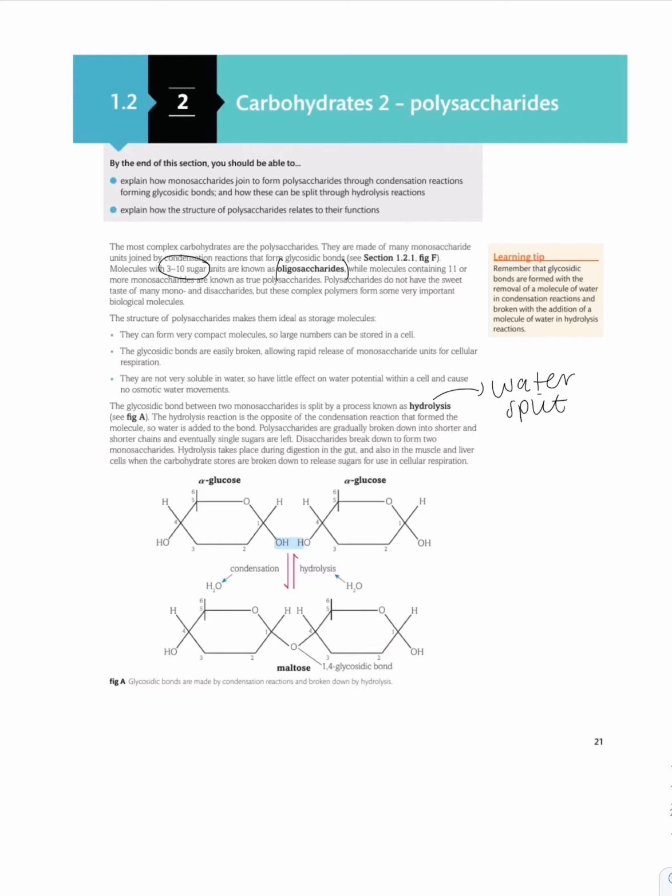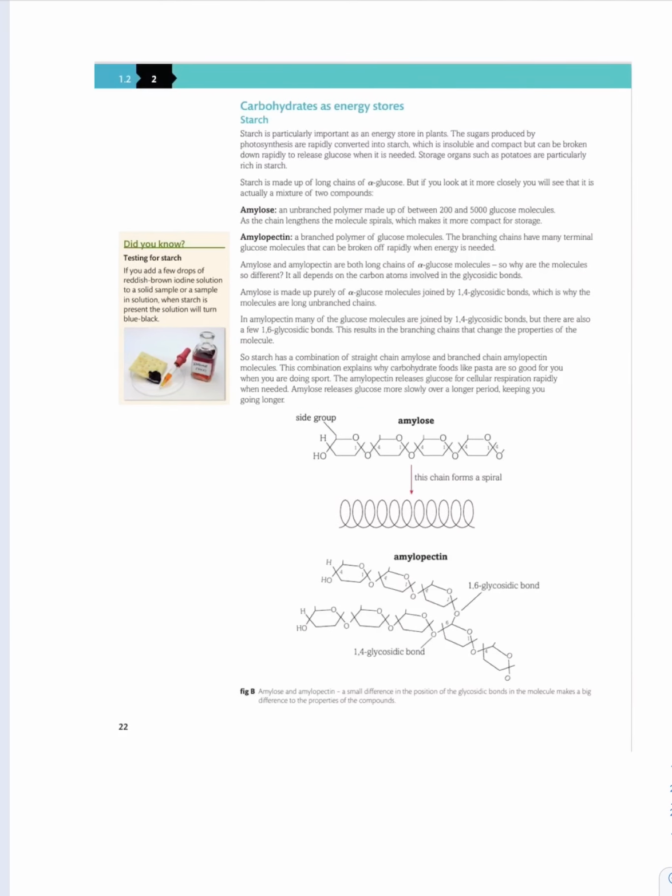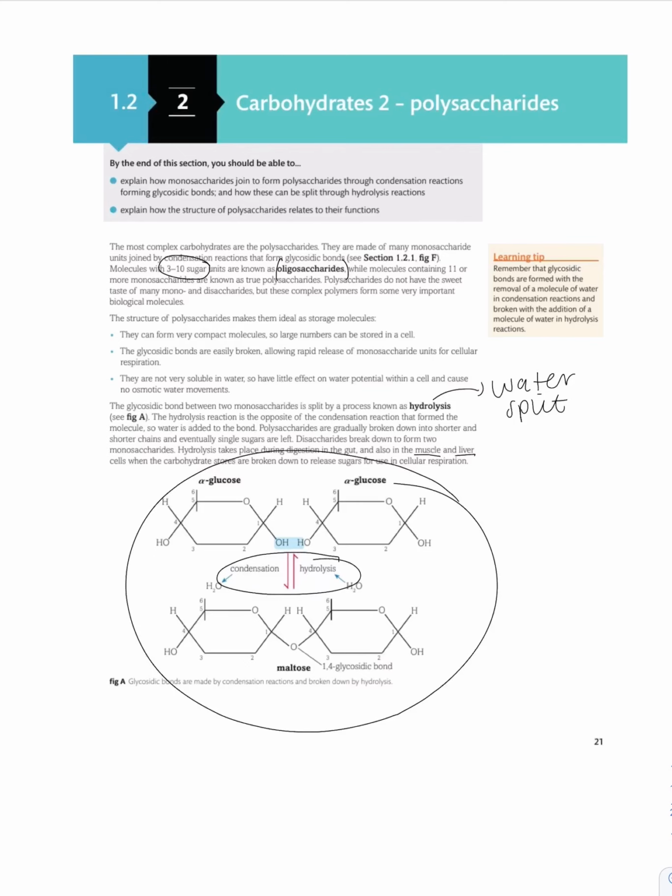Disaccharides break down to form 2 monosaccharides. Hydrolysis takes place during digestion in the gut and also in the muscle and liver cells when the carbohydrate stores are broken down to release sugars for use in cellular respiration, because that's our storage. Our storage will be in the muscle and liver. And here is just showing you the process. So it is a reversible reaction.